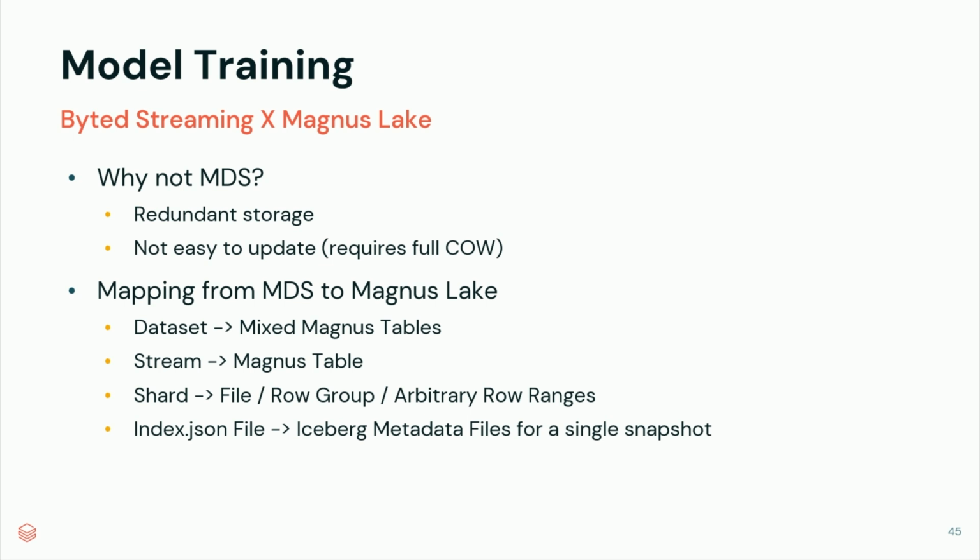So the concepts in MDS could be mapped to Iceberg. A dataset is a mixture of Iceberg tables. A stream is an Iceberg table, and a shard is a piece of an Iceberg table, which could be a file or a row group, or even any arbitrary range of the file. And the index.json file of MDS is also similar to the hierarchical metadata of Iceberg, where we can get the information of every shard in this table.